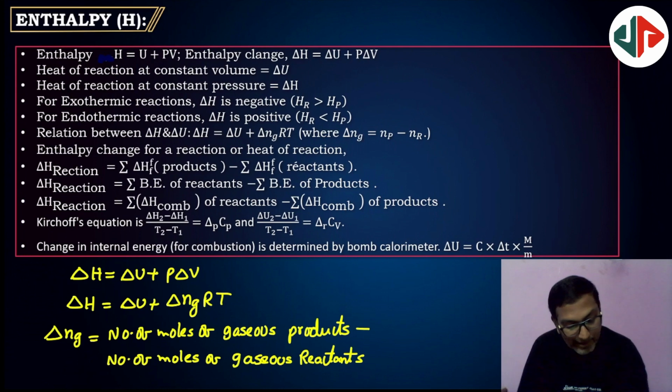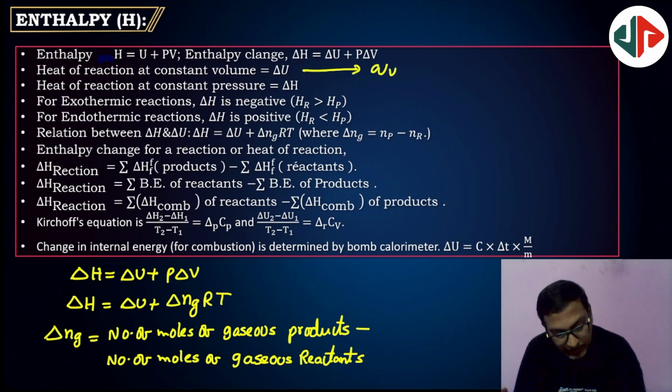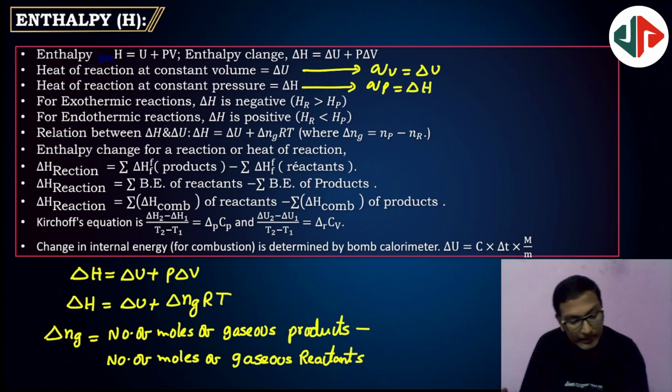Next, heat of reaction at constant volume is delta U. Already have given this formula. That is simply constant volume heat is delta U, and this is QP equal to delta H. Next, for exothermic reactions, we know delta H is negative. Next, for endothermic reactions, delta H is positive. Sign convention for delta H.